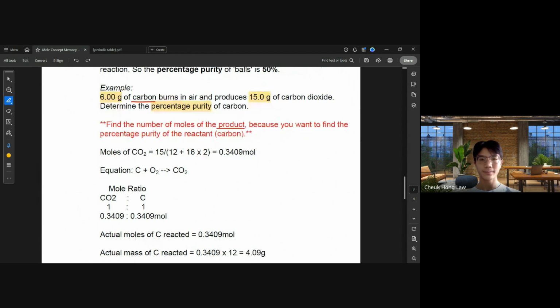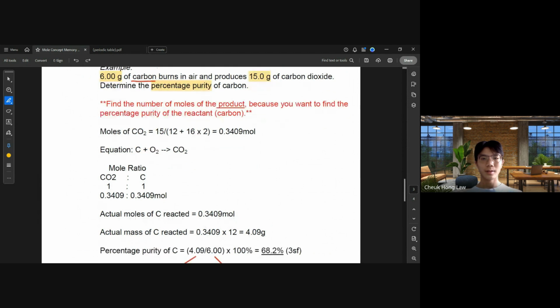The product. Step 2, write the chemical equation. So this is carbon burning in air. When something burns in air, it reacts with oxygen. So carbon plus oxygen gives you CO2. This is the chemical equation. And now I compare the mole ratio between two things again.